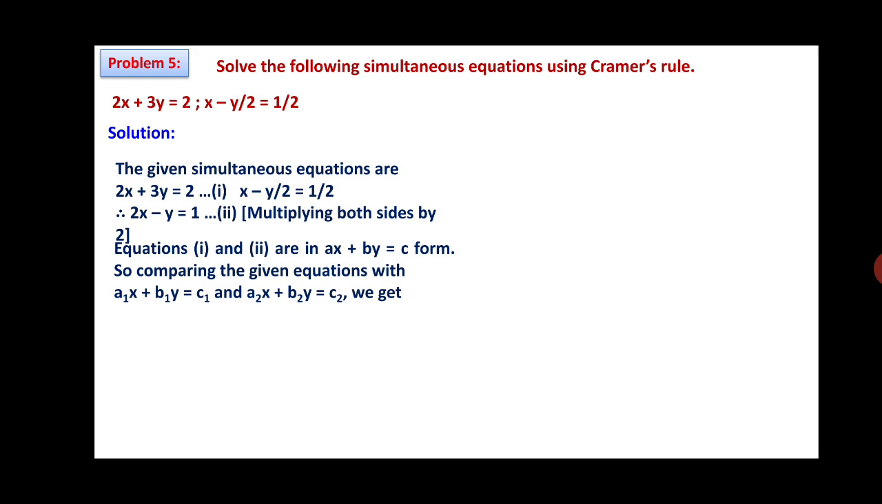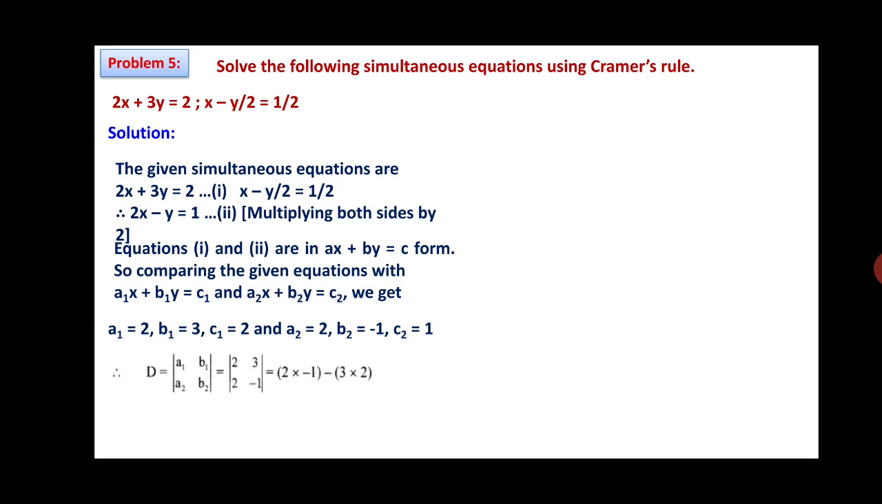Equations 1 and 2 are in the ax plus by is equal to c form. So compare the given equations with a1x plus b1y is equal to c1 and a2x plus b2y is equal to c2. We'll get a1 is equal to 2, b1 is equal to 3 and c1 is equal to 2. And a2 is equal to 2, b2 is equal to minus 1 and c2 is equal to 1.